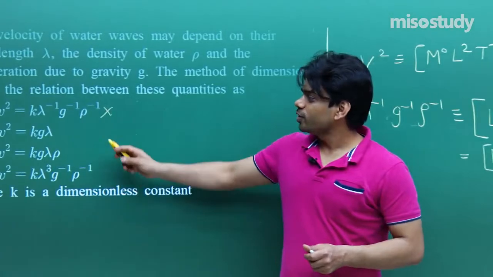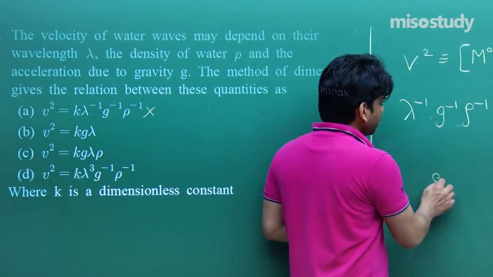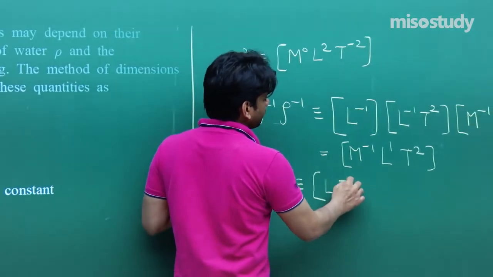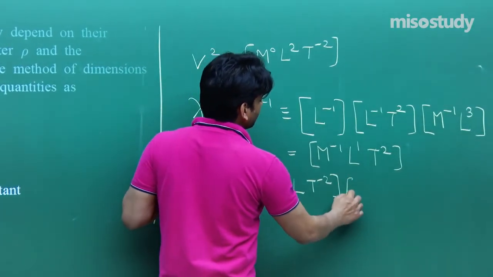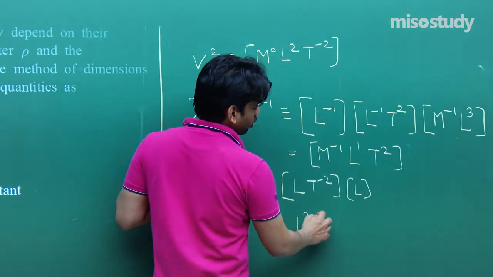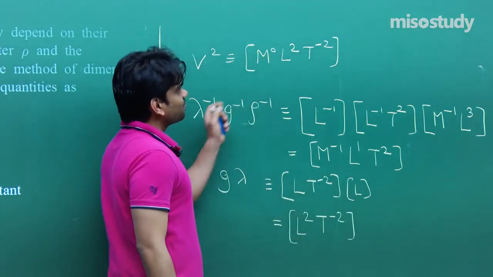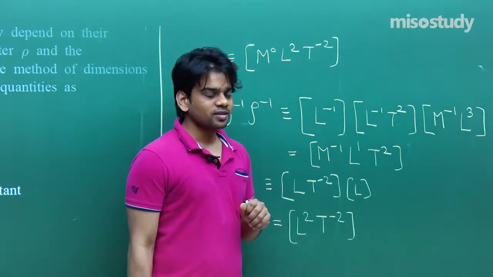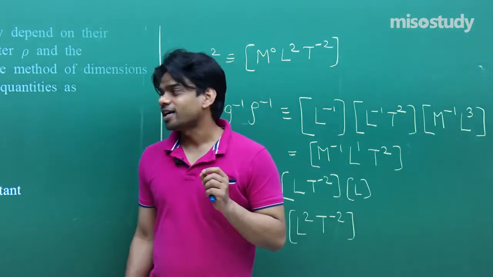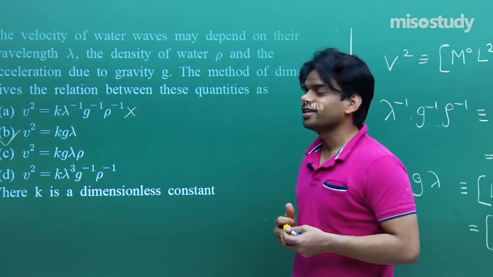Option B: let's check v square equal to kg lambda. For g into lambda, this will turn out to be LT power minus 2 and lambda will be L. So you will obtain L power 2 and T to the power minus 2. And yes, that matches with v square. So we got that kg lambda will be the right answer. Luckily, we got option number B, which is the right answer.